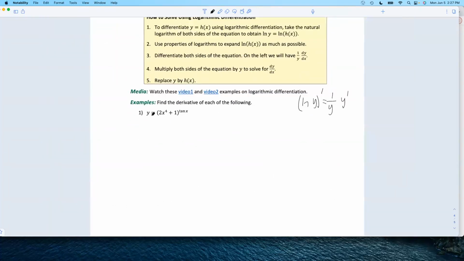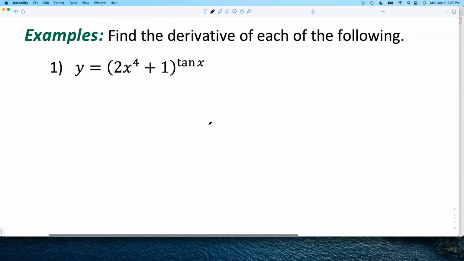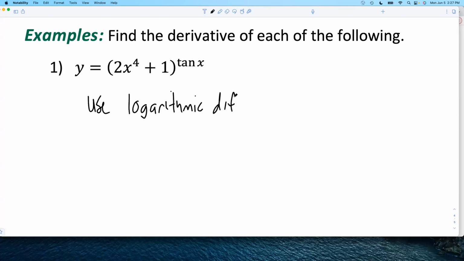Okay, so here I've got y equals some function raised to a function that has x's in it. This is when you know you need logarithmic differentiation. I cannot use power rule here. Power rule only works when your exponent is a number. Tangent of x is not a number. So I'm going to use logarithmic differentiation.